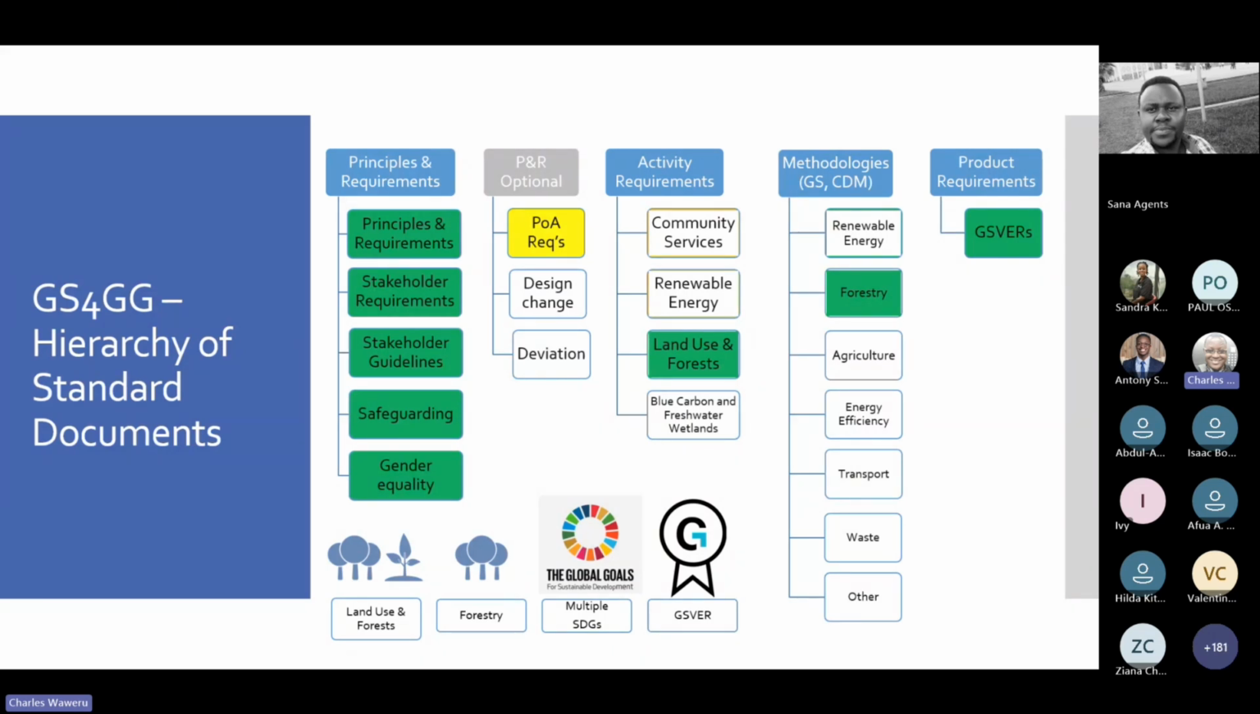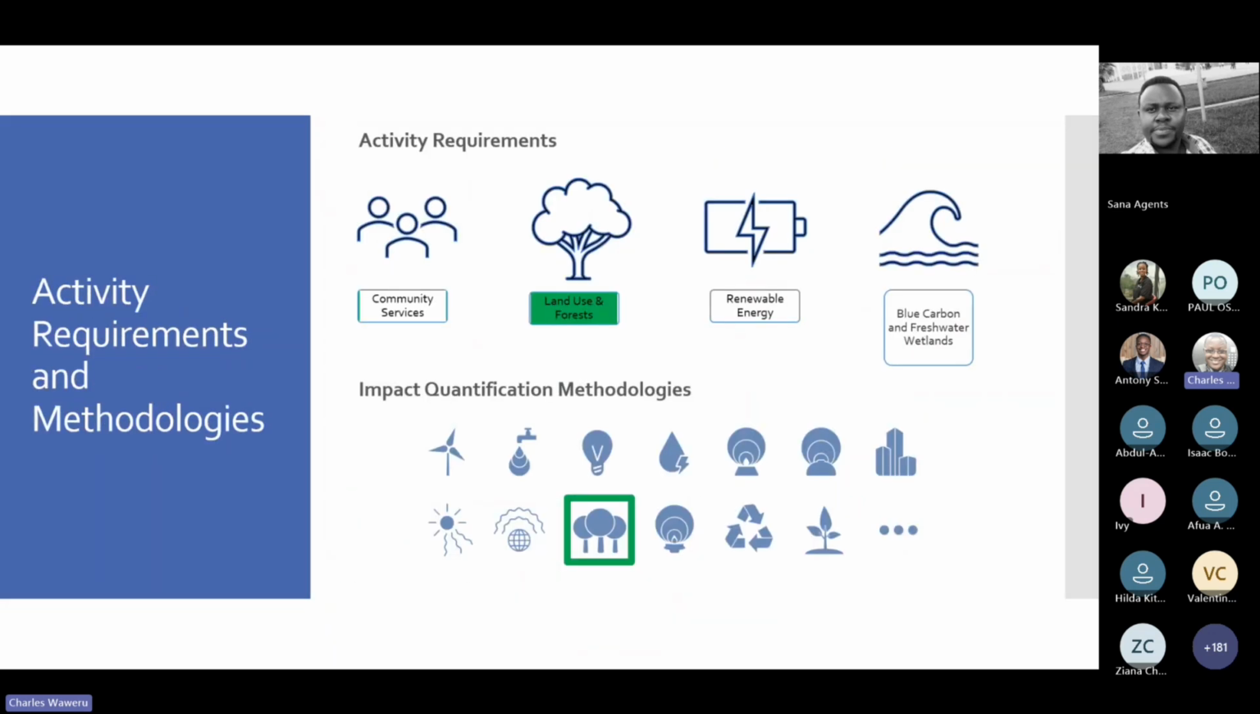And of course, last but not least, the product requirements. That is how do we go about quantifying the carbon credits or emissions reduction with respect to the Gold Standard, and we shall be covering some of this in the next couple of slides. Now, after fully understanding the 5 mandatory principles and requirement documents, you as a developer must look at the next level of requirements, that is in this case the activity requirements and methodologies.